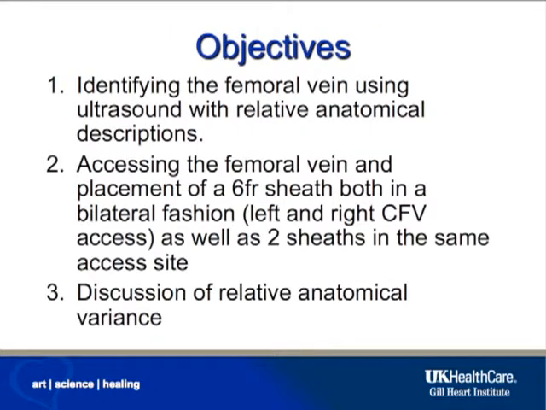Our objectives include access of the femoral vein using ultrasound and landmarks to identify the proper location for access, accessing the femoral vein using a 6 French sheath both in a bilateral fashion as well as 2 sheaths in the same access site, and discuss the relative anatomic variance that occurs in the femoral veins.